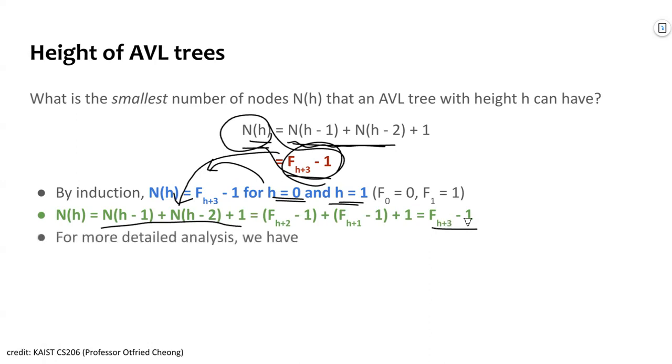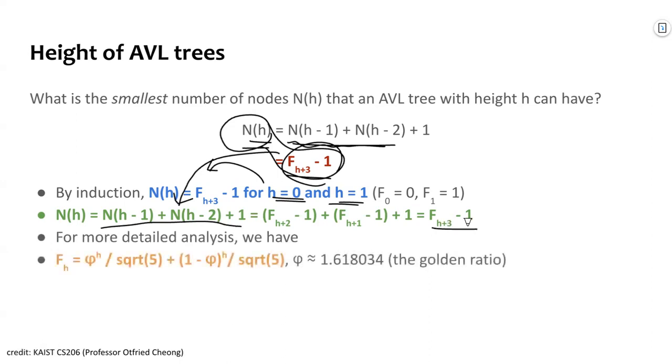And for more detailed analysis, we have Fibonacci number has this equation. We are not going to discuss how we derive this equation. If you're interested, you can search on the internet how you can derive this equation. Anyway, this phi here is the golden ratio. And you can put this number here, and you can get the Fibonacci number h.